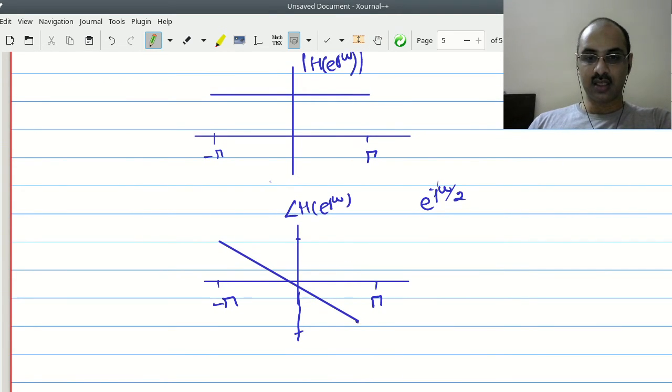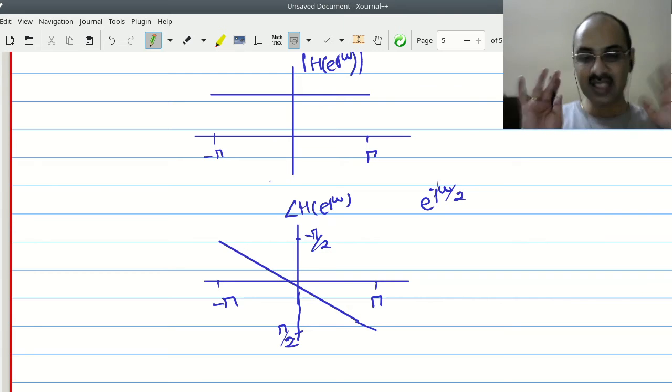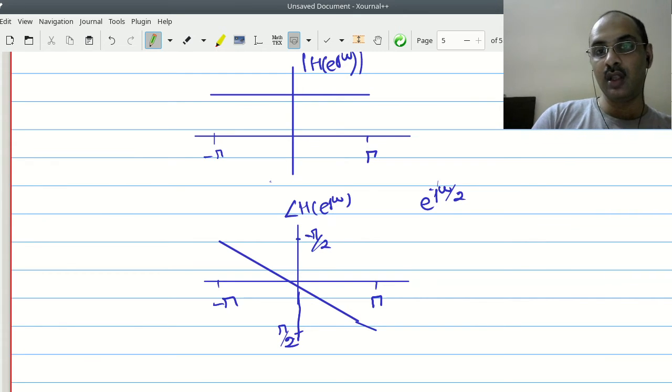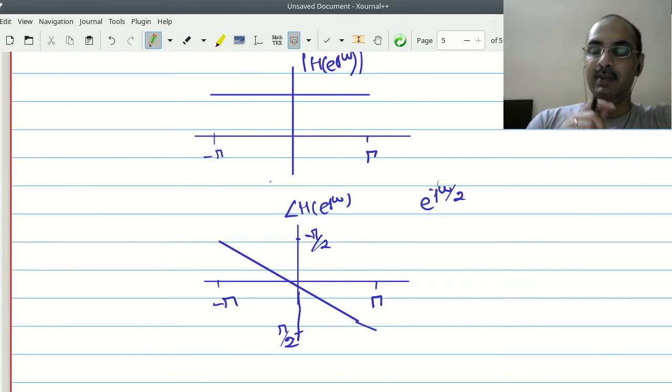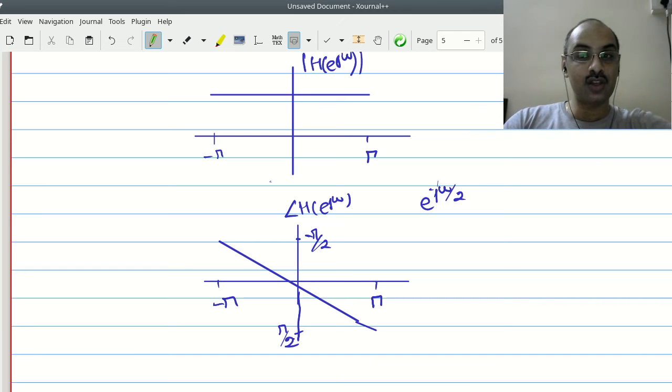I'm sorry, it starts at pi by 2 and goes to minus pi by 2. So in fact, minus pi by 2 is the value here, pi by 2 is the value here. So this is the phase response. Now, what is the relationship between this and the continuous time?